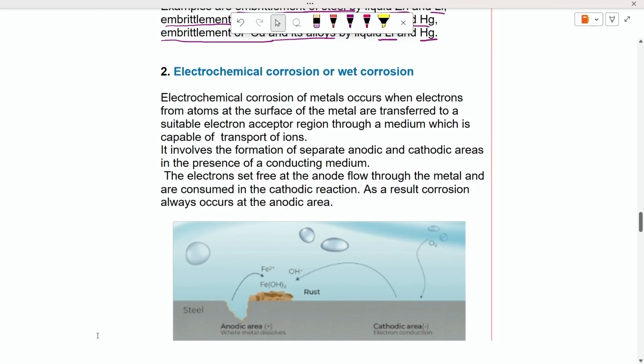Electrochemical corrosion or wet corrosion occurs only in the presence of moisture, remember that. Here, electrochemical corrosion of metals occurs when electrons from atoms at the surface of a metal are transferred to a suitable electron acceptor region through a medium which is capable of transporting ions. So, there are three factors. One is the metal should have a surface where it can transfer its electrons to another region through a medium which is capable of transporting its ions.